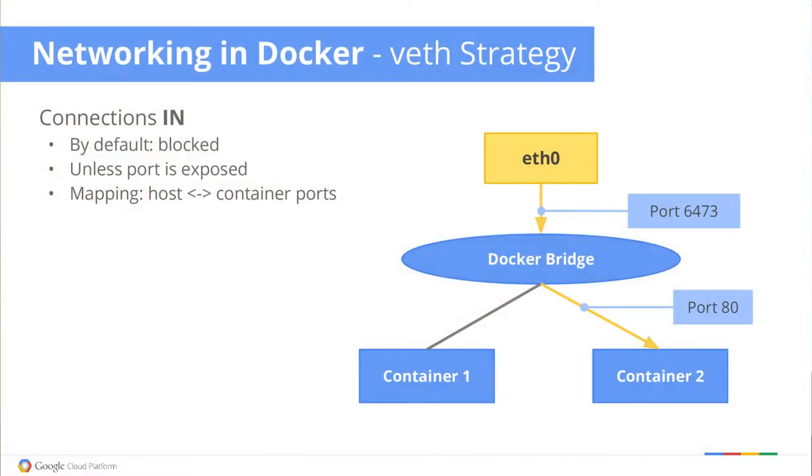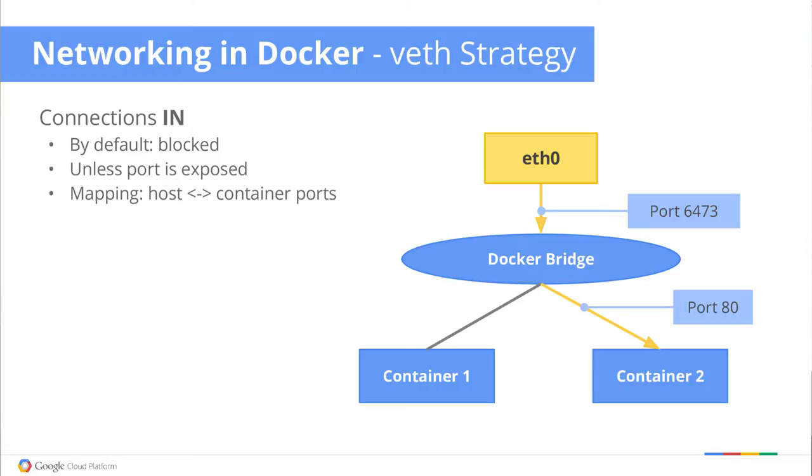So looking at the VS strategy in general, looking at how connections come in. So again, we have this ES0 connected to the bridge, and the bridge itself connected to the actual containers. So by default, all communication to the containers is blocked through all ports. The only way that we ever get any information incoming is if the container itself asks for a port to be exposed. And so what we'll do is that we'll map a port from the container, for example, map port 80 to the host's 6473. And so any request coming to the host on 6473 actually gets exposed to the container. Otherwise, the container has no way to accept incoming traffic.